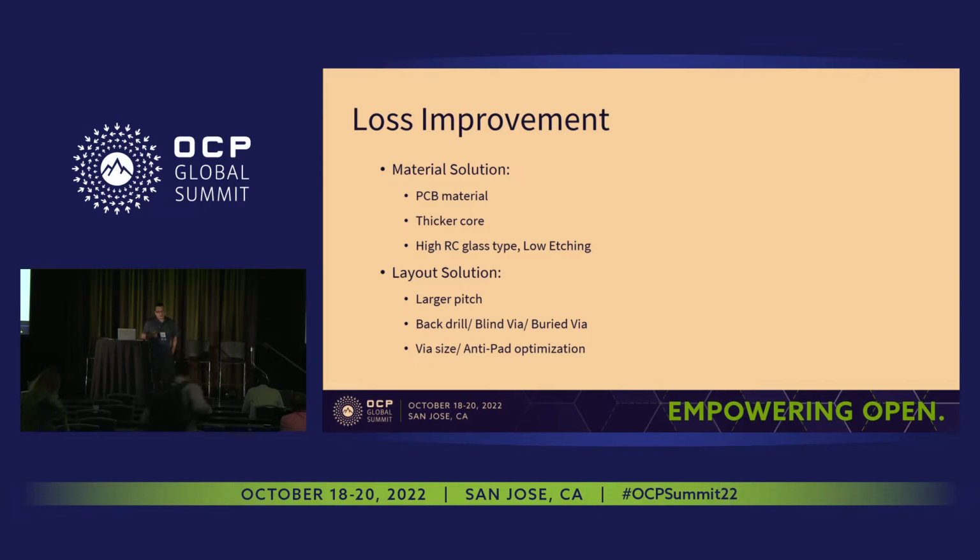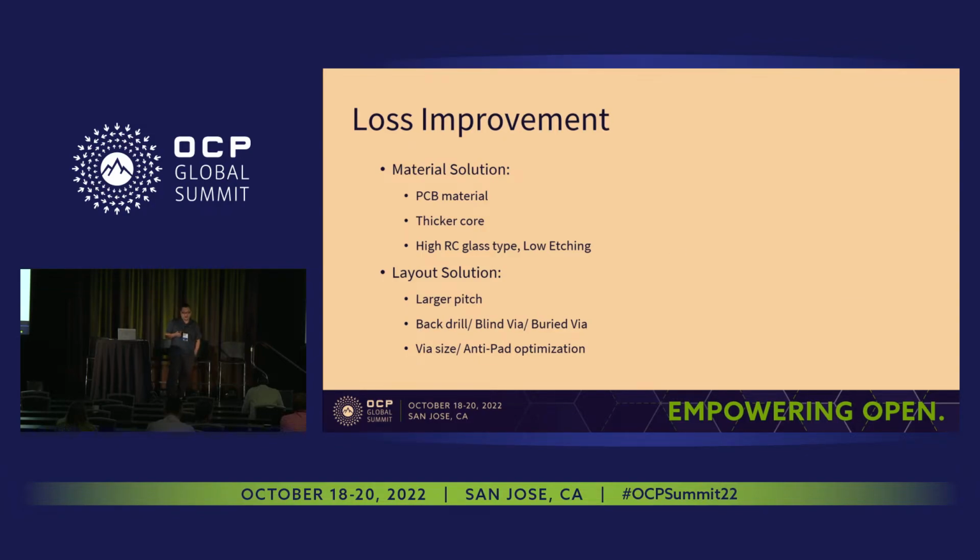And the next one is the back drill, the blind via, and the buried via. Both of these via designs tend to lower the via stub of the signal. In this way, you can lower the signal loss as well. But again, this will increase the layout cost of the PCB as well.